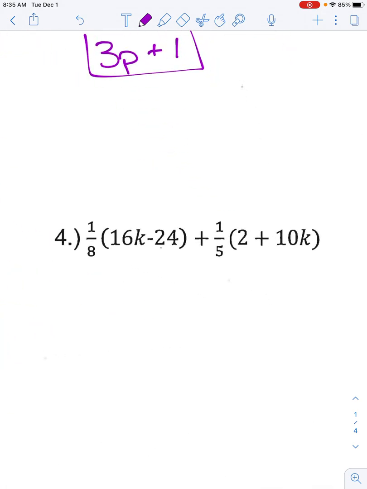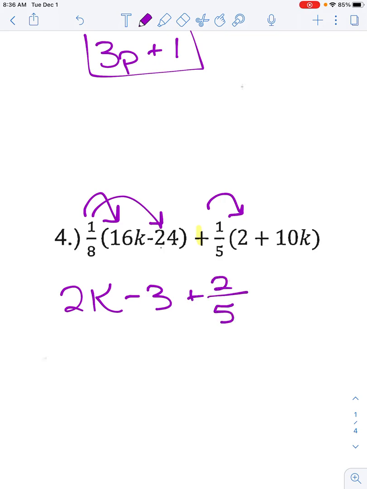Number 4. It's addition in the middle again, so we're good to go. 1/8 times 16k is 2k, and 1/8 times a negative 24 is a negative 3. On the right, 1/5 times 2 would be 2/5. 1/5 times 10k is a positive 2k.